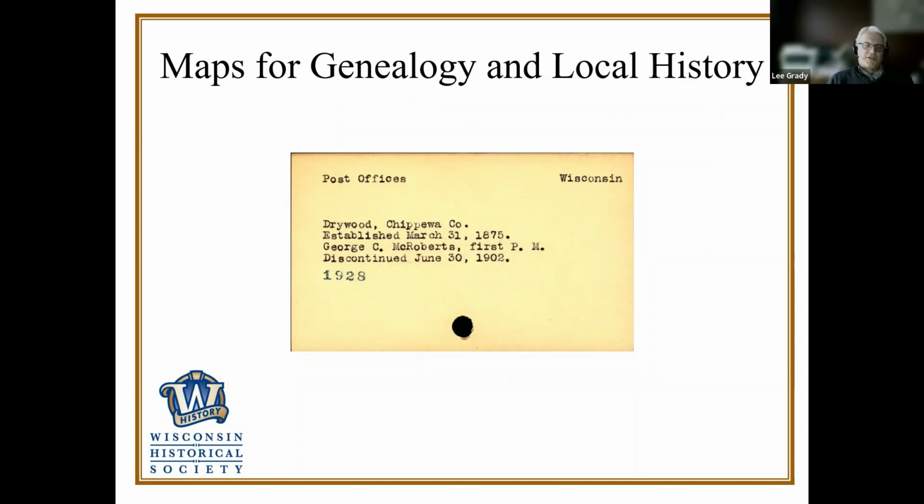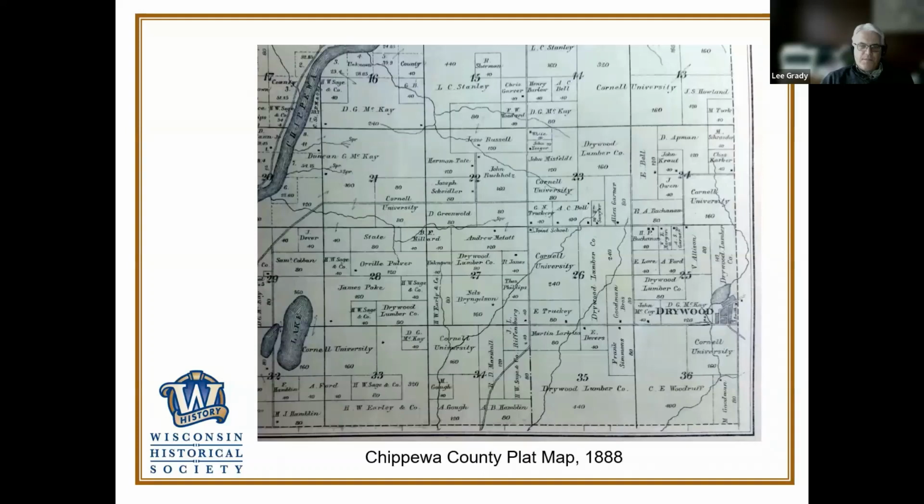If you're a genealogist, you probably don't really care who the postmaster was, unless it was your ancestor. I suppose it could have been, right? The post office was discontinued June 30th, 1902. Okay, that gives me a time frame, and it gives me a county to look in. So then I did go and pull a plat atlas for Chippewa County, and the best one I had for the date was 1888.